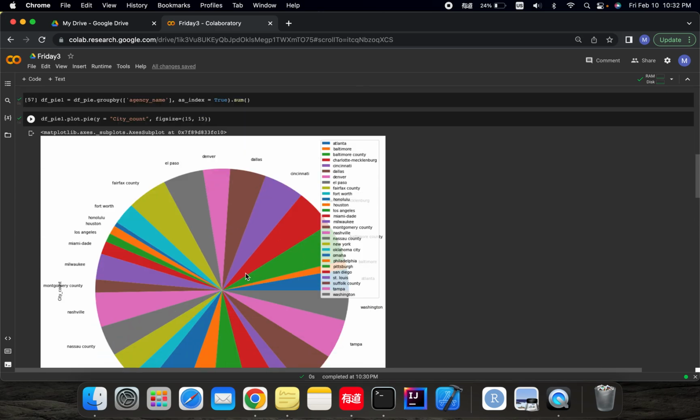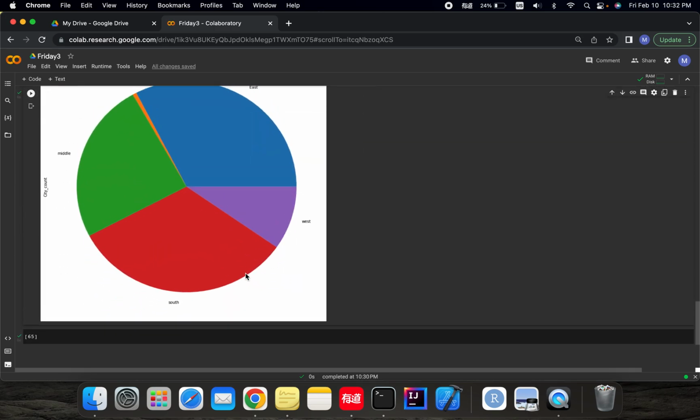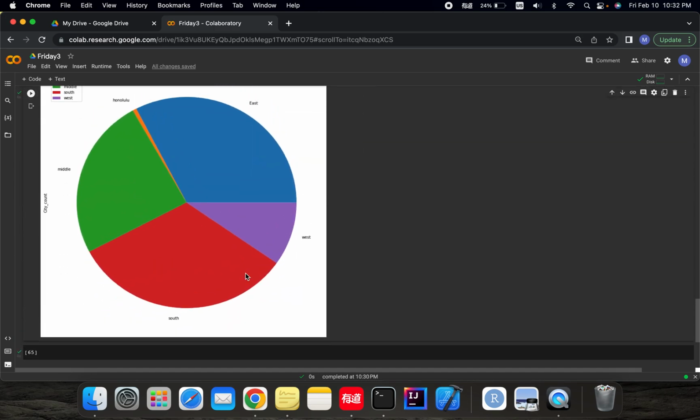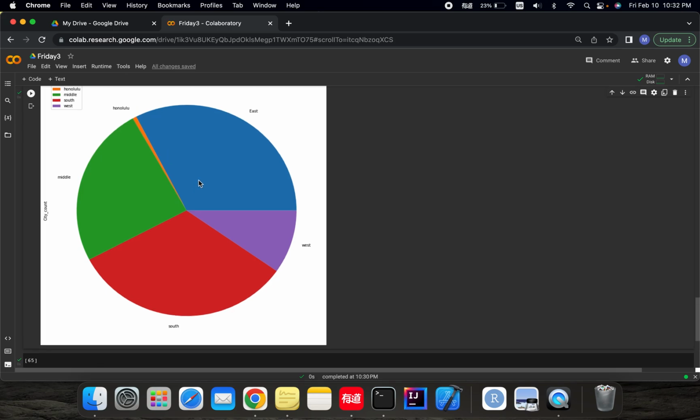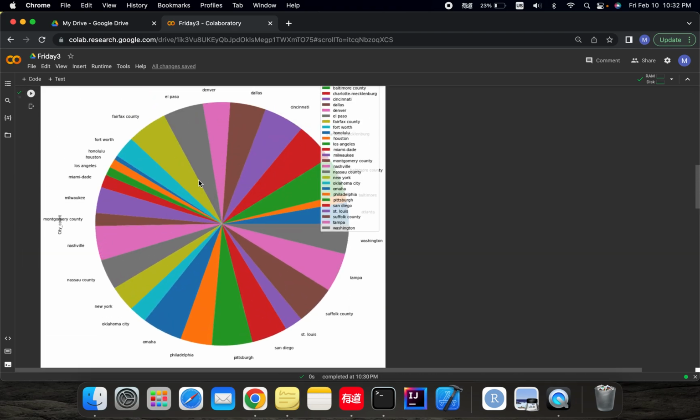And this just groups up all of the cities into several big categories: east, west, south, and middle. And of course other. Honolulu doesn't belong to any of those groups, so it's definitely an outlier. And I'll explain my code a little bit.